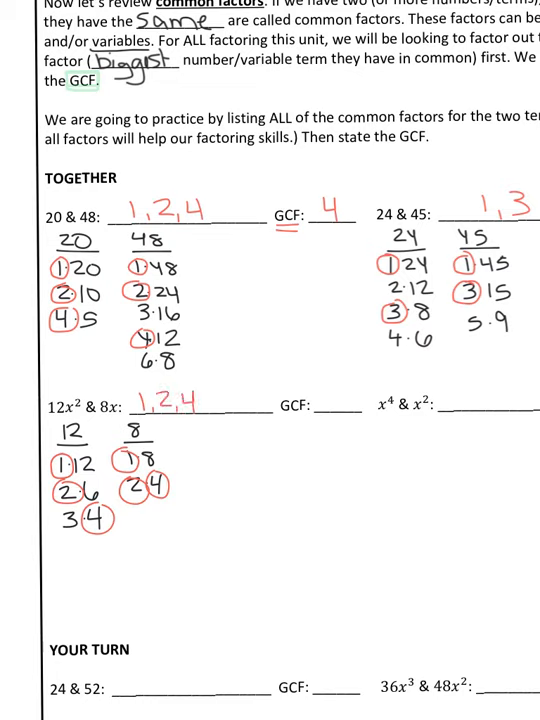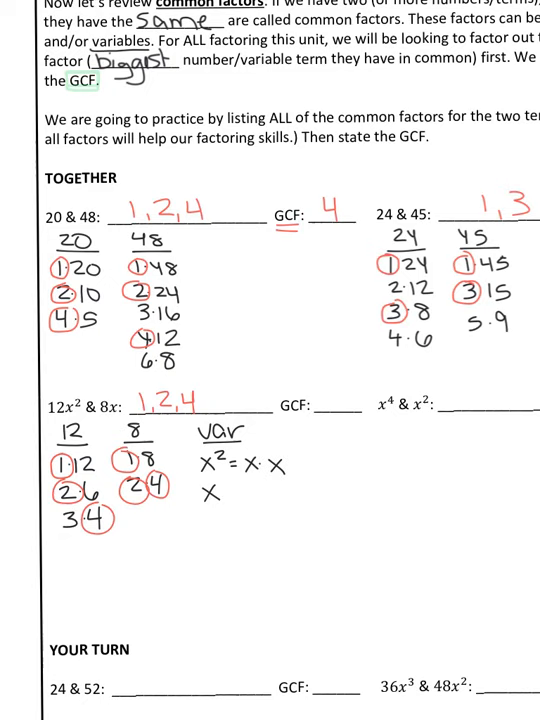Now we need to look at the variables, right? So my variables, I'm going to put VAR for variables. I have x squared and I have x. If we were going to list out x squared as factors, we would say it's x times x, correct? And then x is just x by itself.